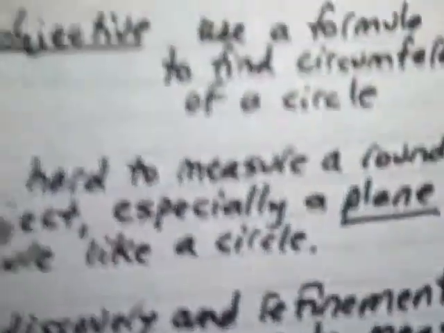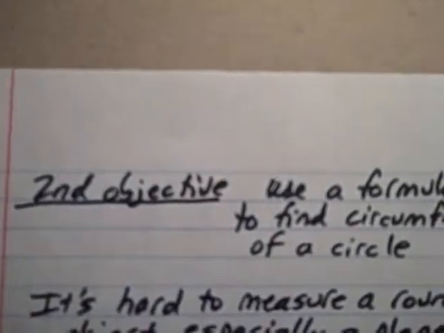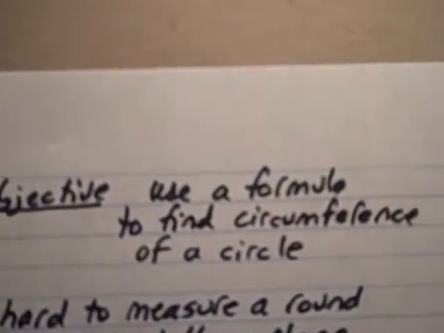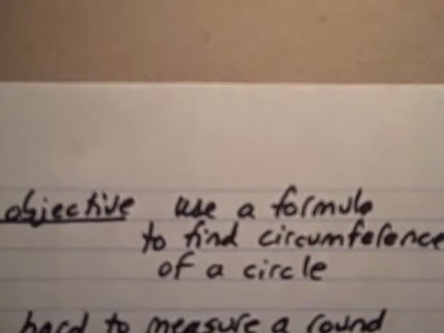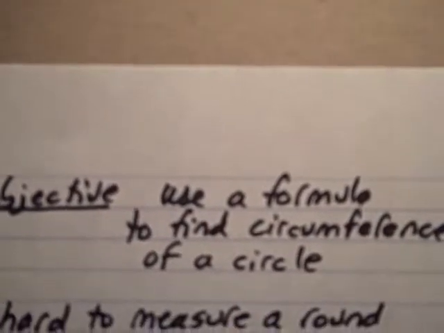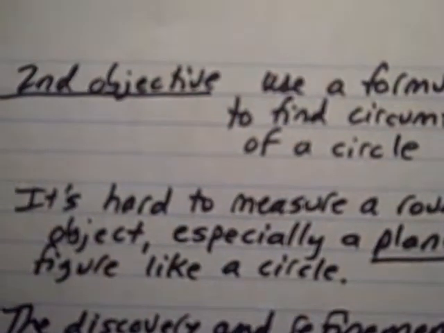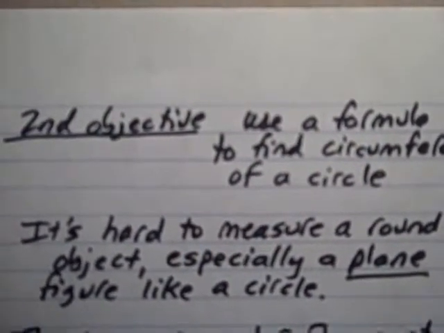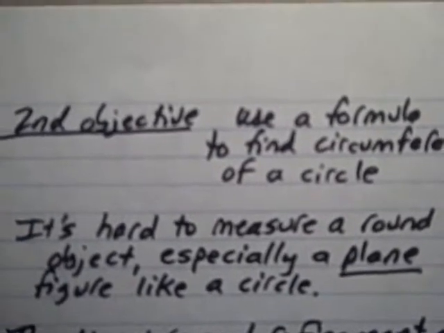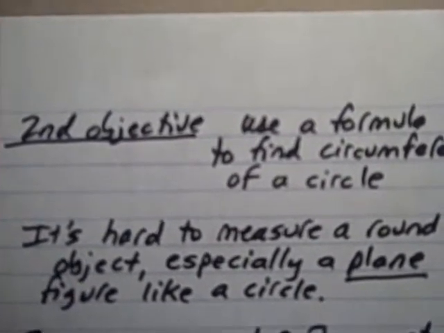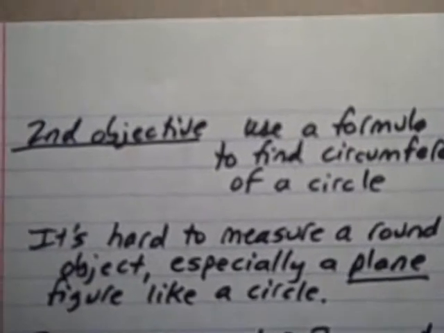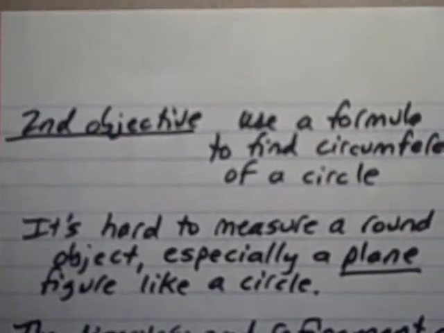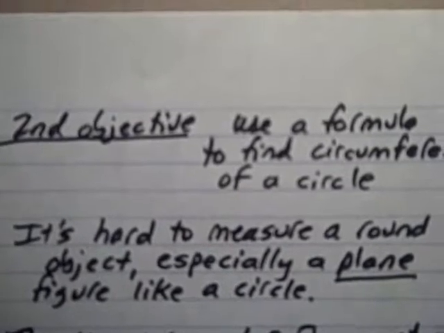It's difficult to measure something that's round. So our second objective here is to use a formula to find the circumference of a circle instead of trying to measure around it. We measured in class. We had some round objects: a salt shaker, which was very small, a tin, which was a lot larger, and we also measured around a container of Clorox wipes, which was obviously a round container.